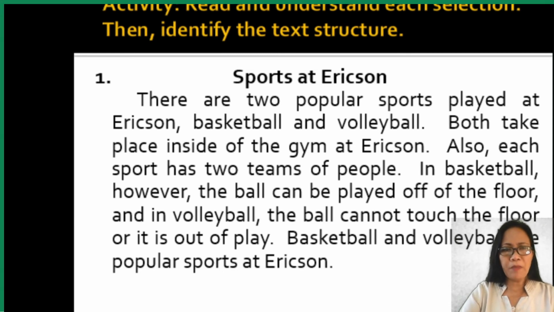There are two popular sports played at Ericsson: basketball and volleyball. Both take place inside of the gym at Ericsson. Also, each sport has two teams of people. In basketball, however, the ball can be played off of the floor, and in volleyball, the ball cannot touch the floor or it is out of play. Basketball and volleyball are popular sports at Ericsson. I'm going to give you a few seconds to answer.